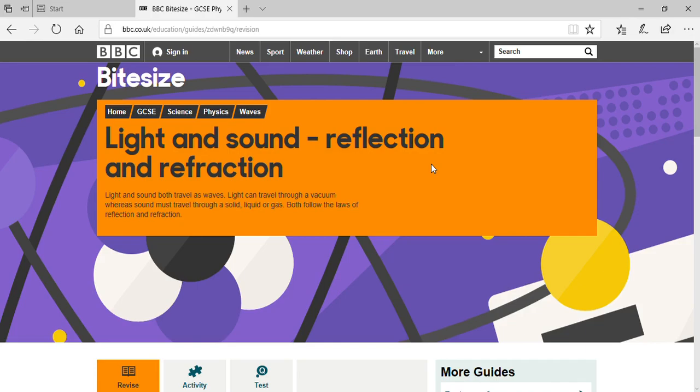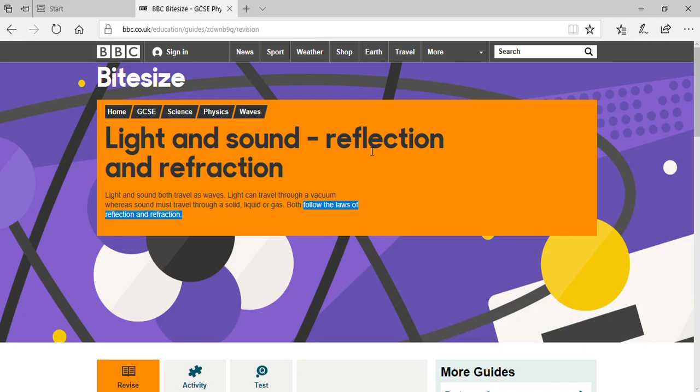Here also, beta, you have to understand that light and sound are both energies, and they can travel as waves. Light can travel through vacuum also. That means it doesn't require any type of medium, whereas sound requires a medium, that means solid, liquid or gas. And they both always follow the laws of reflection and refraction.